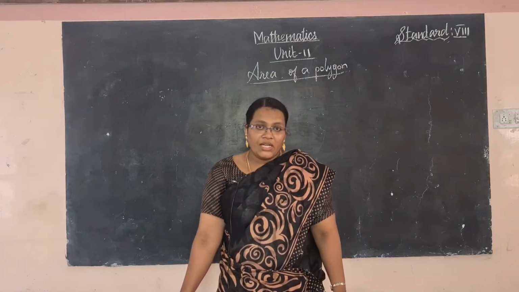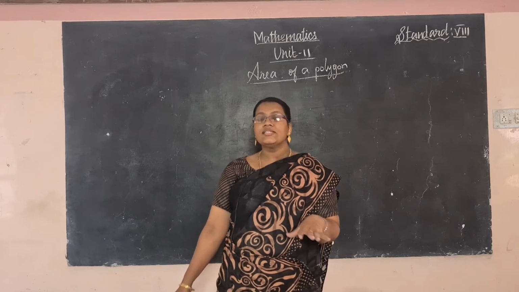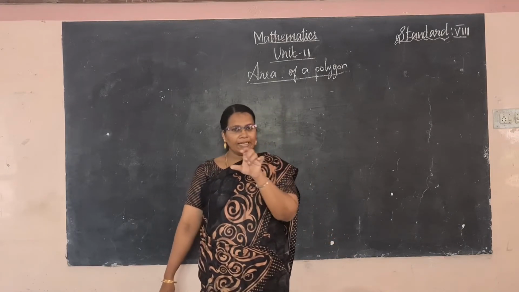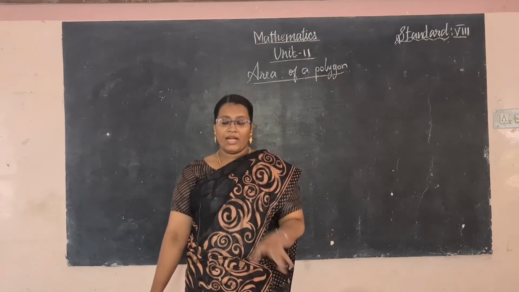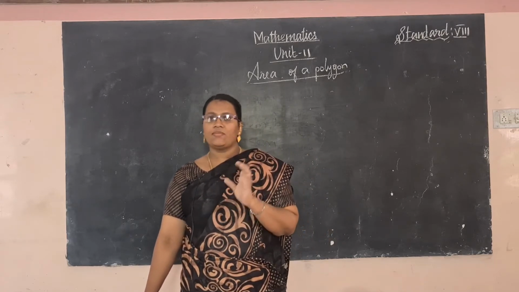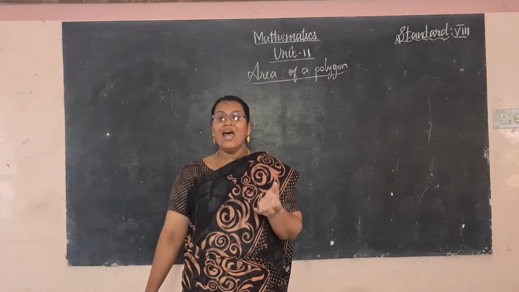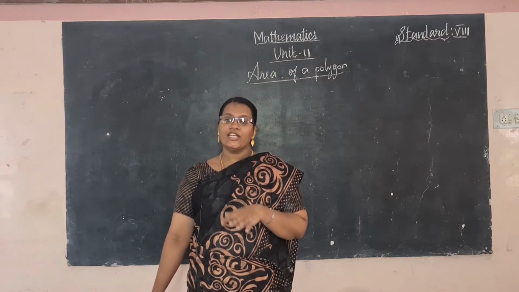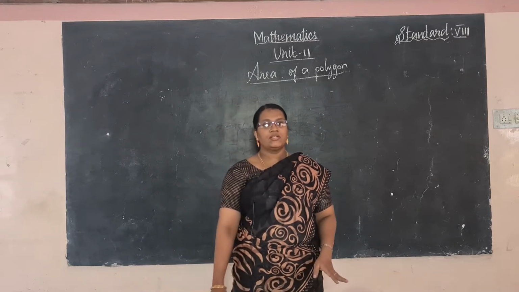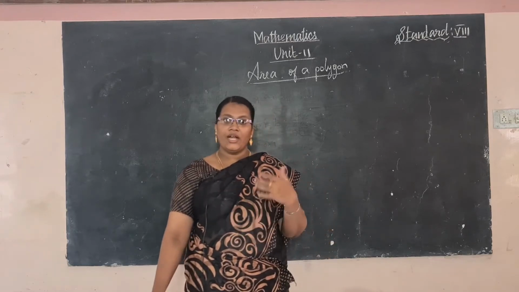What is the formula for the area of the quadrilateral? Half into diagonal into the sum of the heights, h1 plus h2. So the formula is half into d into (h1 plus h2) square units. Okay. And next one, area of the rhombus.